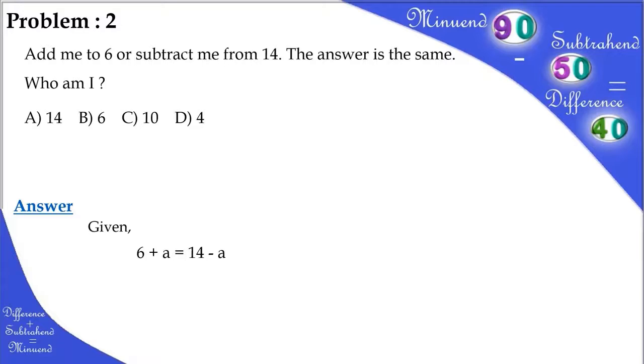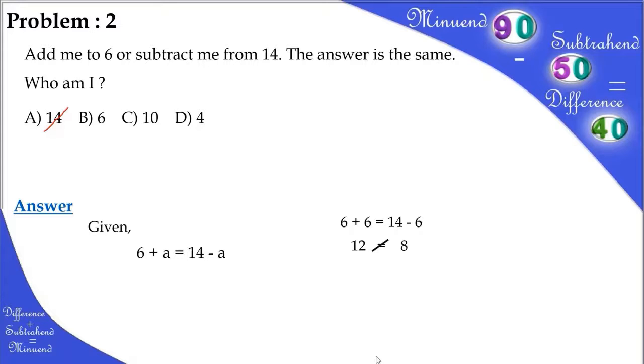So we will take first option, which is 14. Here 14 minus 14 will be 0. 6 plus any number will not be 0. So we will eliminate that option. So we will go to the next option, which is 6. 6 plus 6 is 12. 14 minus 6 is 8. It is not the same. So we will eliminate it.